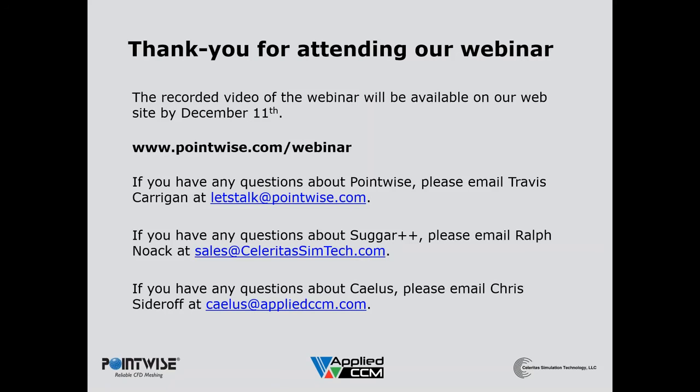So with that, we'll open it up for questions, and I already noticed that there are a few. Looks like one of them has actually been answered in the webinar. So the next question is, how does Suggar++ handle very small clearances, i.e. tip clearances seen in screw compressors?